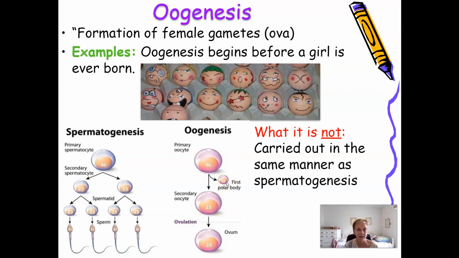And we'll talk about this later. This is called the polar body, and it will die off and not go through the second division. The male goes through the second division before forming sperm. The female, once again, will divide unevenly, and only 1 egg is released. So spermatogenesis forms 4 sperm, whereas oogenesis only produces 1 ovum.